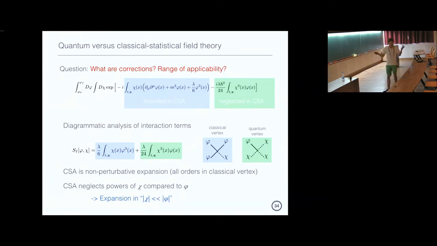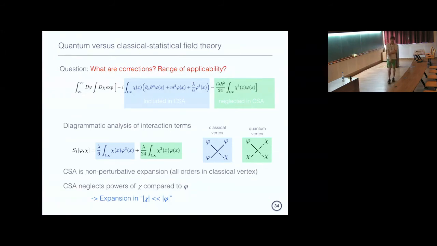And so what are the interaction corrections? They collect all terms which are not quadratic in the fields. And out of these, we have essentially this term over here and the term that we neglect. This is written again here. If you want to phrase it in the formulation of diagrams, then we have two types of vertices to which we can attach field lines. On the one hand, we have this vertex that is included in the classical statistical approximation, to which we attach three of these phi fields and one of these chi fields. And on the other hand, we have this quantum vertex, to which we attach only one phi field, but now three chi fields.